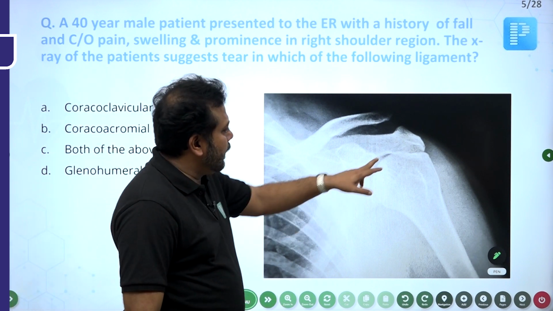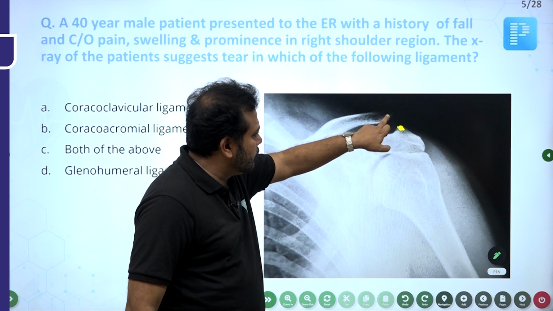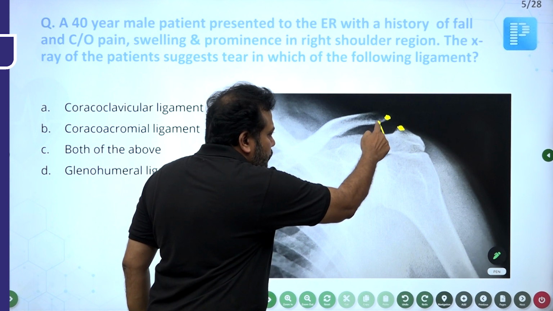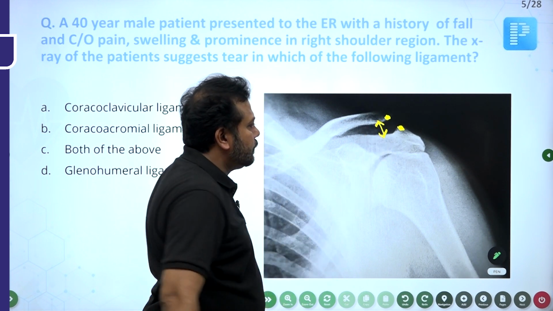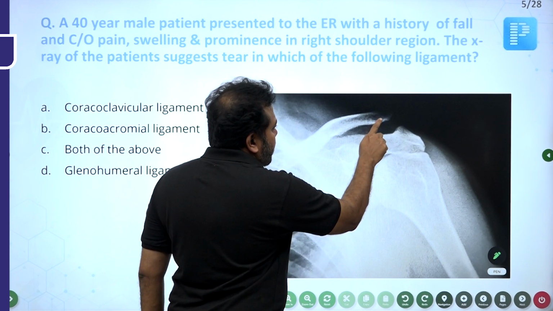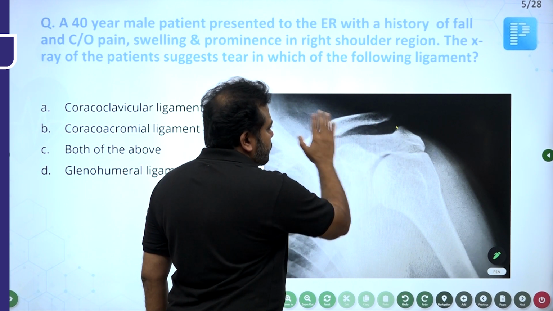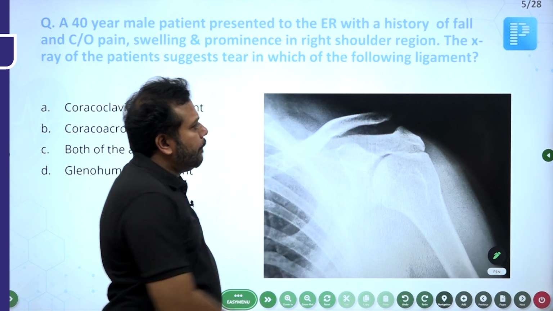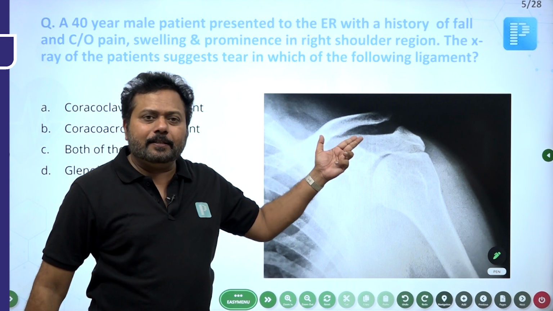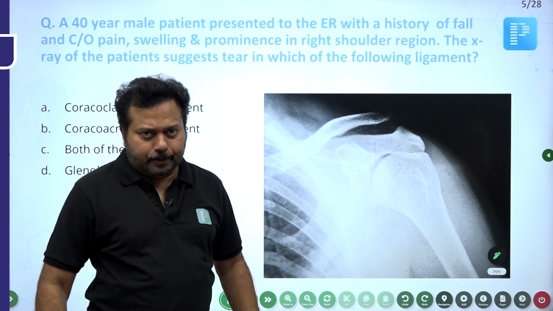When you see the X-ray, this is the acromial end. This is the acromion. This is the acromial end of the clavicle. You see the space between the two. The gap is too much. This is not normal. Normally, the tip of the acromial end of the clavicle should be level with the acromion. It should be at this level. Here it's wide open. So this X-ray very clearly says that this patient is having acromioclavicular joint disruption.